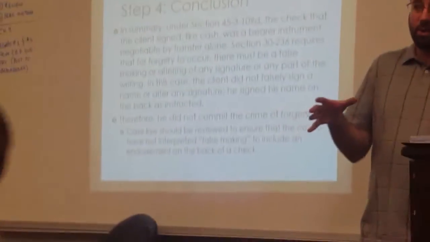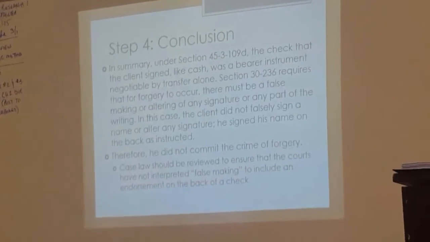Personally, as a style choice, I always like to have the last line, my conclusion. The client did not commit forgery. Now, because there is a counter argument that we can't answer, as a good paralegal, I would also argue case law should be reviewed to ensure the courts have not interpreted false making to include an endorsement on the back of a check. Okay? Because we don't know. We have no idea. But we may want to look into this, because if the courts do consider that, our client is now guilty. Right?